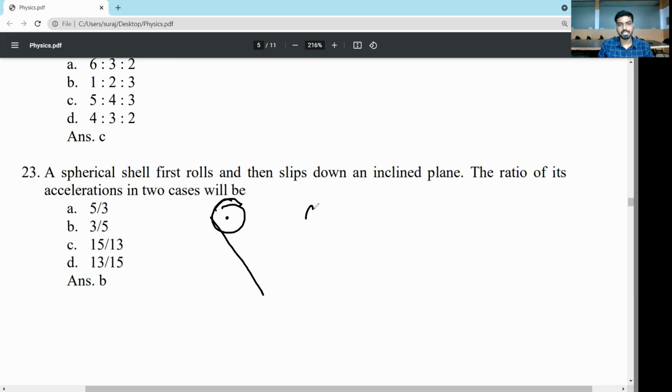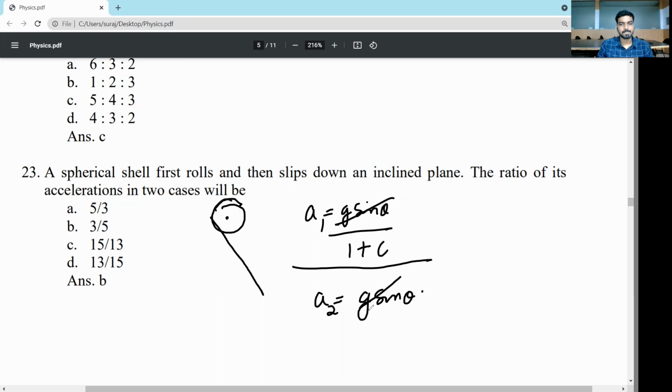When it rolls, the acceleration is a = g sin theta / (1 + C). If it slips down, a = g sin theta. The ratio of its acceleration in the two cases, a1 by a2: g sin theta cancels, so it will be 1 by 1 plus C.